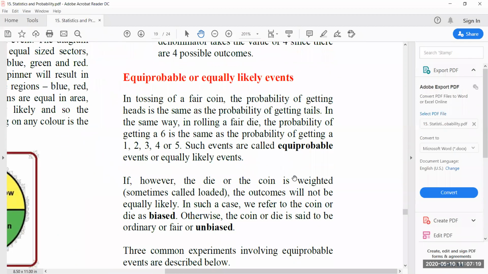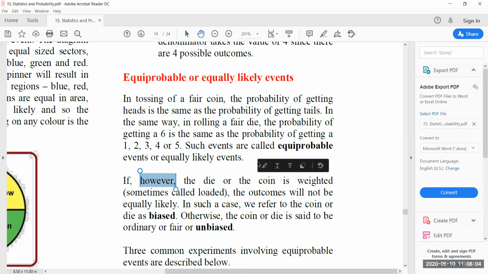So equiprobable or equally likely events now. In tossing a fair coin, which is either heads or tails, the probability of getting heads is the same as the probability of getting tails. In the same way, rolling a fair die, the probability of getting 6 is the same as the probability of getting 1, 2, 3, or 5. Such events are called equiprobable events or equally likely events. Anybody can think of any others? Can you think of any others?